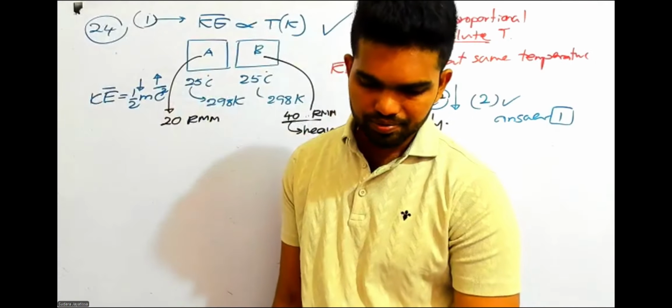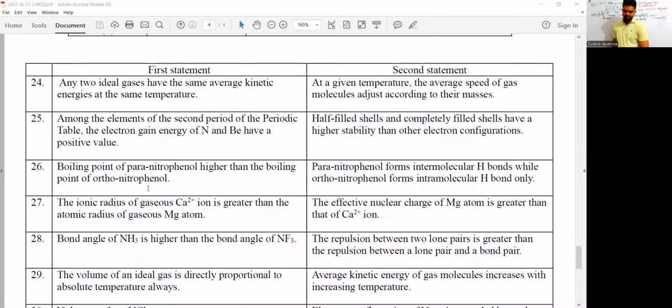24. Then look at the 25th statement. Among the elements of the second period of the periodic table, the electron gain energy of nitrogen and beryllium have a positive value. Electron gain energy of nitrogen and beryllium. Okay, so what do you think? That statement is correct.